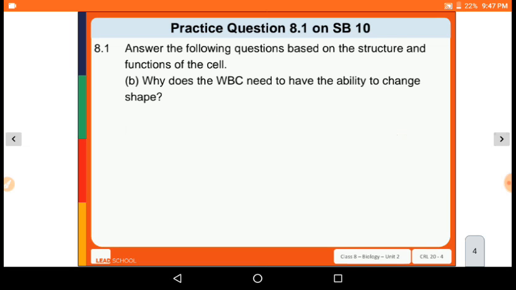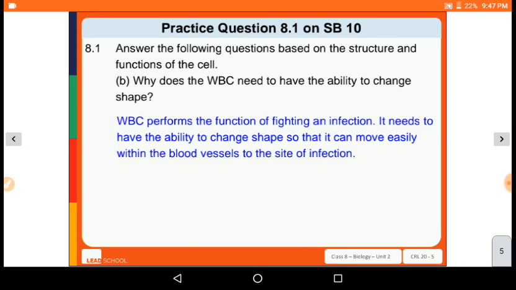Next, why does WBC need to have the ability to change shape? Because WBC performs the function of fighting infection. When something hurts us, wherever there is infection or cells get damaged, it will protect that place. It needs to have the ability to change shape so it can move easily through thin blood vessels to the site of infection.